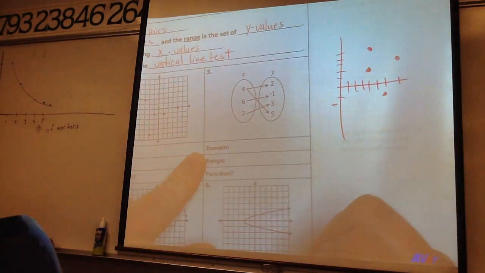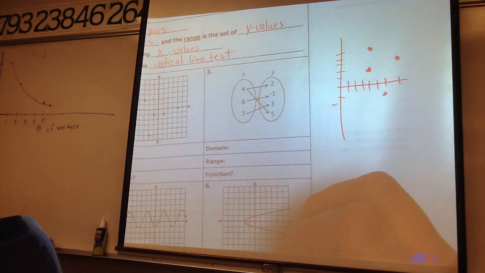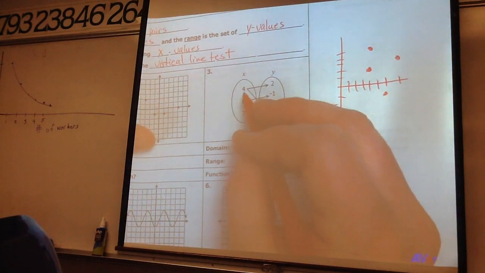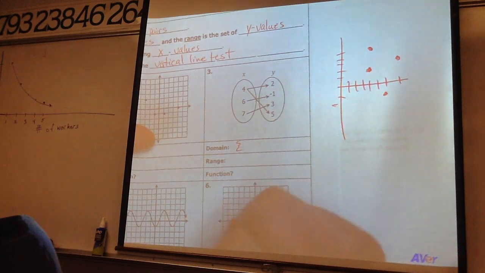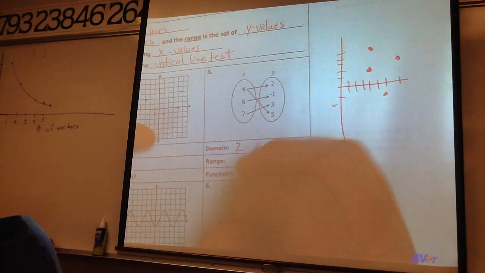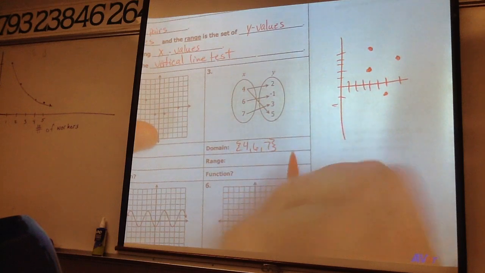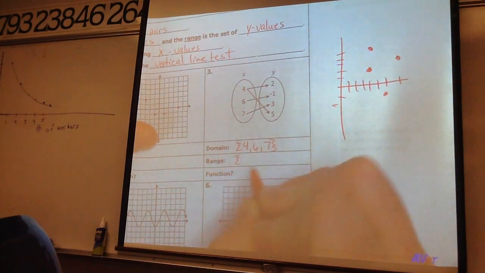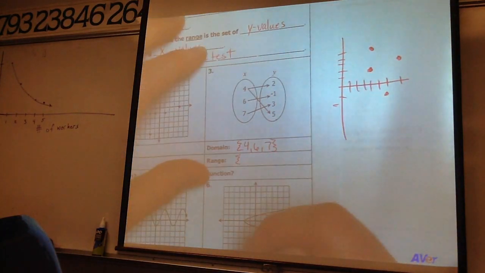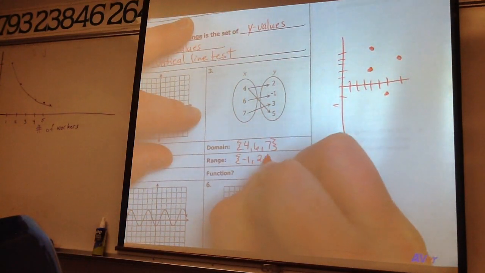So what is the domain of that? It's just the x values: 4, 6, 7. When they're just individual numbers, you put curly brackets. You know what curly brackets are? It's just a set of numbers. So it's {4, 6, 7}. Then the range would be just those y numbers. Usually you write them in order from low to high, so it would be {-1, 2, 3, 5}.